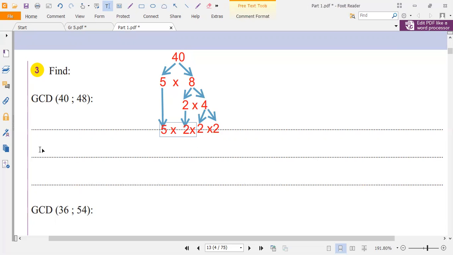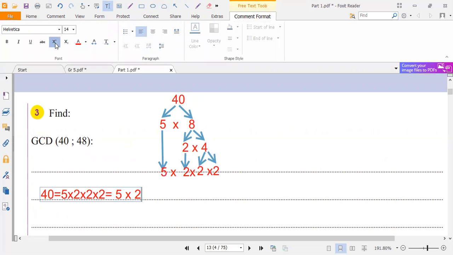So now we have to write 40 equals 5 times 2 times 2 times 2. Do you remember the power? How many 2s do we have? We have three 2s. So we write 40 as 5 times 2 to the power 1, 2, 3. So we write it 2 to the power 3.